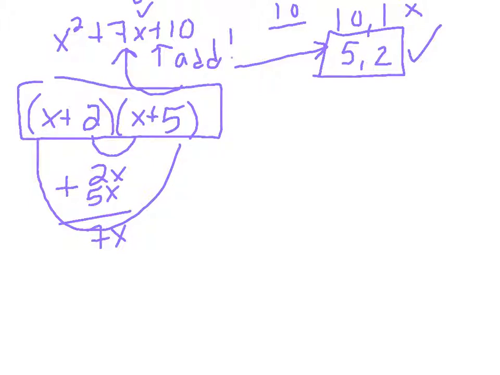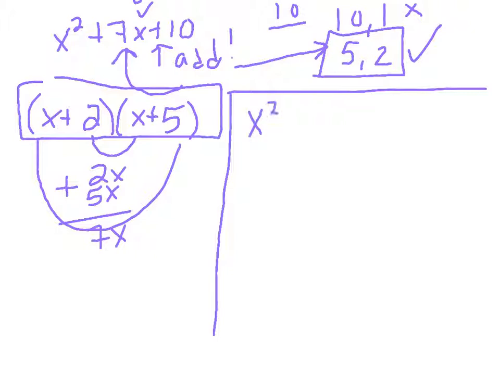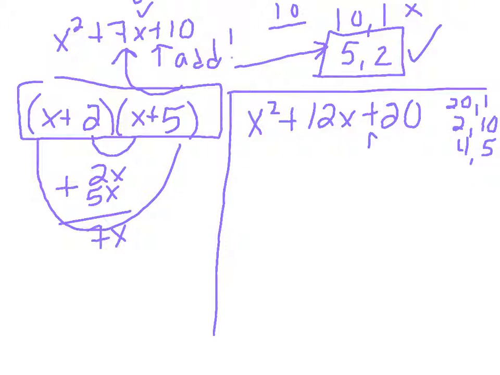Let's try another one. Try it in here. Let's try, I think I'll just try another kind of straightforward one. How about x squared plus 12x plus 20? Alright, 20 has a little bit more factors. We have 20 and 1, we have 2 and 10, and we have 4 and 5. This sign here says we need to add them, and we need them to add to give us 12. 20 plus 1, no. 2 plus 10, perfect. And just to double check, 4 plus 5, no.